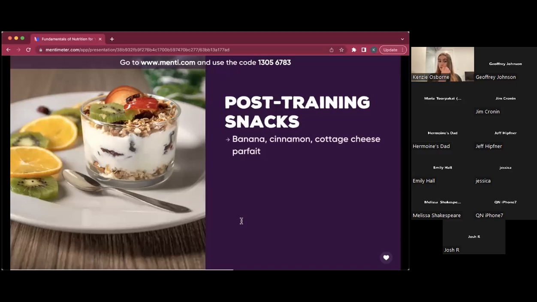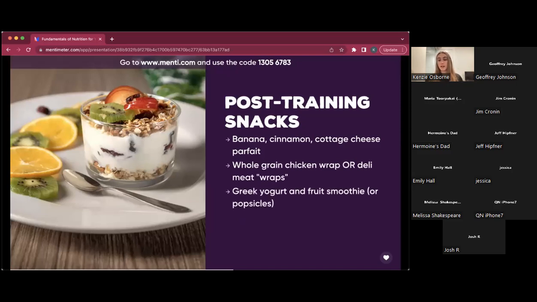So a couple post-training snacks. You could have a banana with cinnamon and cottage cheese. That was my go-to snack. Some people don't love the taste of cottage cheese. If you don't, you can do the exact same thing with Greek yogurt and a bit of honey. A whole grain chicken wrap, or even deli meat wraps. So wraps that are made with deli meat, and maybe a side of fruit for your carbohydrates. Greek yogurt and fruit smoothie popsicles, or just a regular Greek yogurt and fruit smoothie.